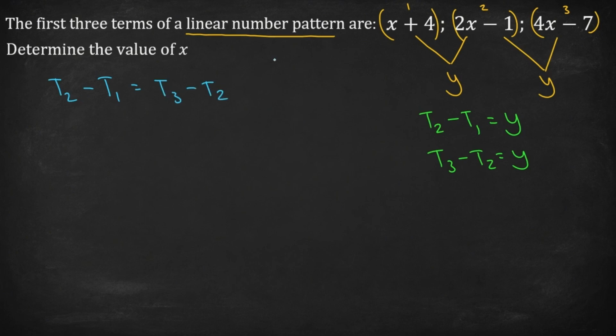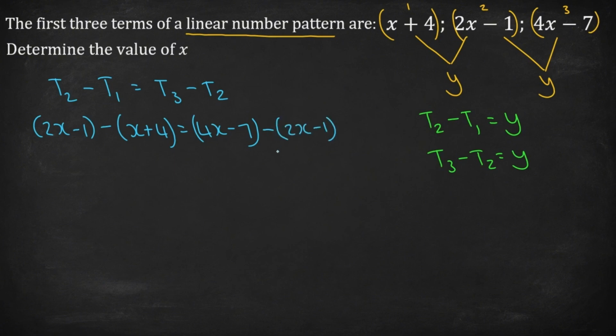Now we are going to substitute into this equation. T2 will be 2x minus 1, and then minus. Now, very important when you're working with minus signs that you use brackets, especially if you have more than one term that you have to subtract. So I'm going to write x plus 4, and that is equal to, and term 3 is 4x minus 7. You can write it in brackets or you can leave it out, it doesn't matter, minus, but this is important. This has to go in brackets because we are dealing with a negative sign.